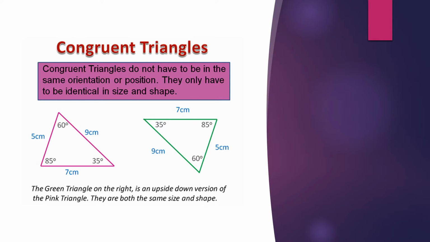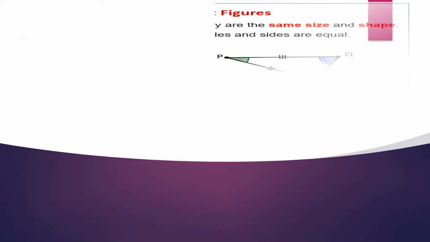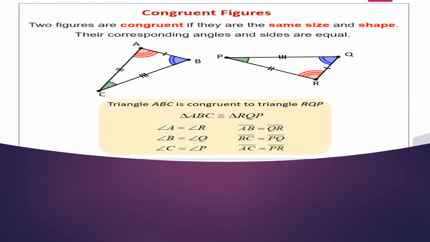Congruent triangles do not have to be in the same orientation or position. They only have to be identical in size and shape. Now, congruent figures. Here are two triangles given: triangle ABC and triangle PQR.